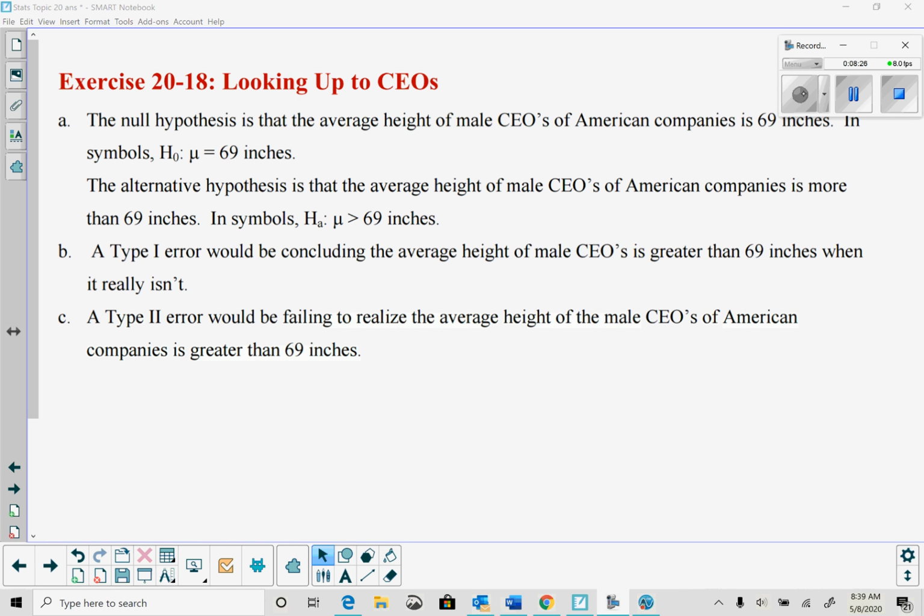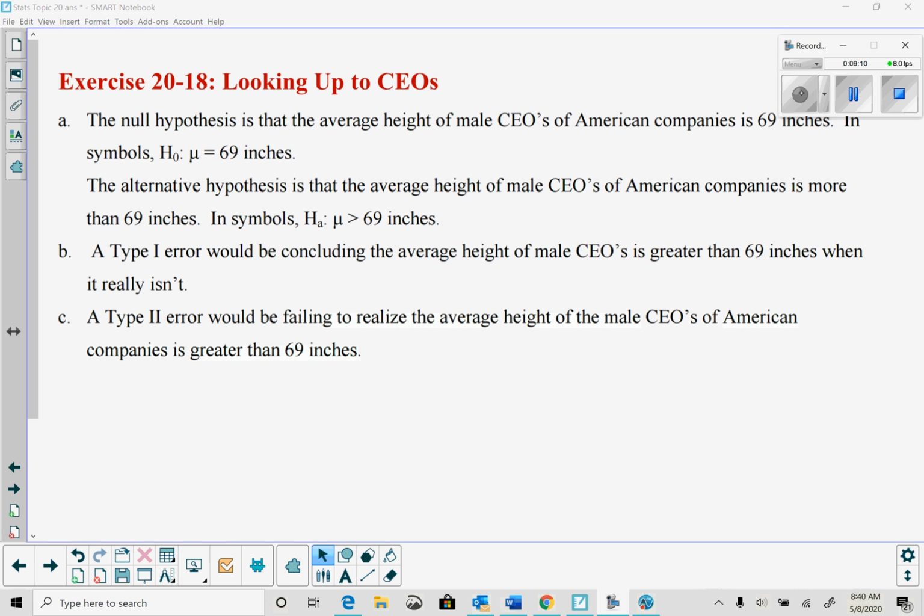Okay, again, a type 1 error is when we reject the null hypothesis when we really shouldn't have. So in this case, a type 1 error would be rejecting the null hypothesis that the average height is 69, accepting the alternative hypothesis and saying, yeah, they're taller than that, when that average height really isn't greater. Okay, so again, type 1 error, we somehow make the decision to reject the null hypothesis when we shouldn't have.